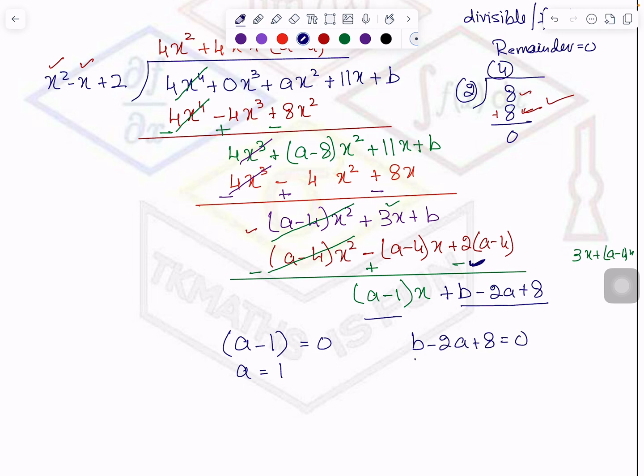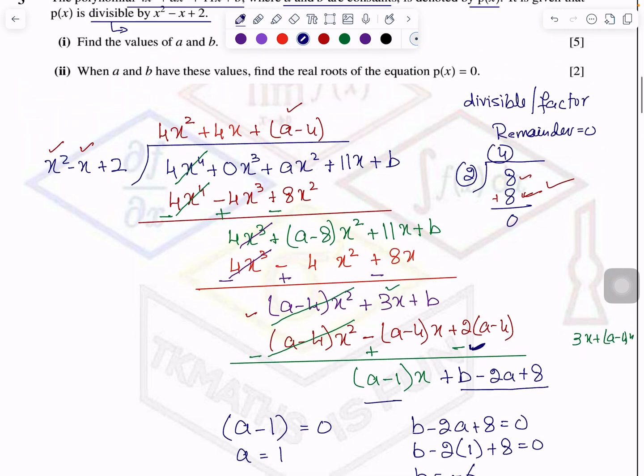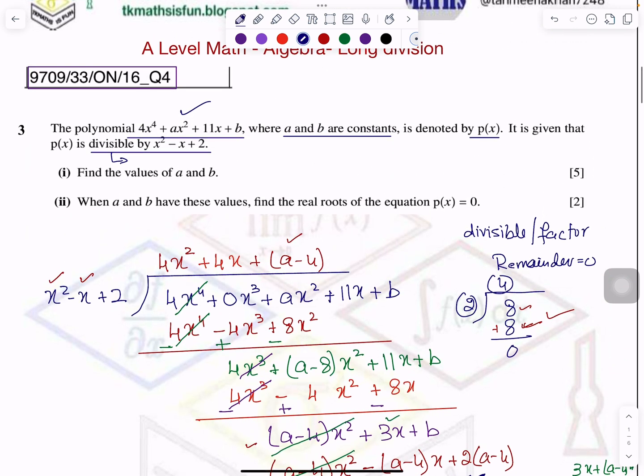So it will be b. I will substitute the value of a here. So what will I get? Minus 2 plus 8 is 6. So it will go to the other side. b is minus 6. So you got the value of a as 1 and b as minus 6. So this is how the first part is done.